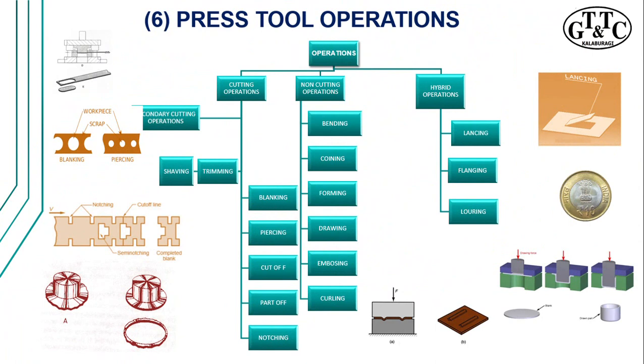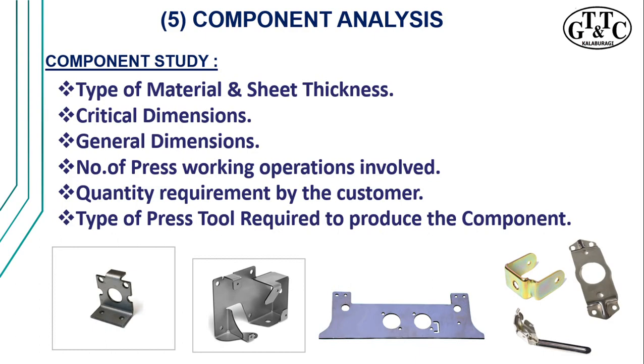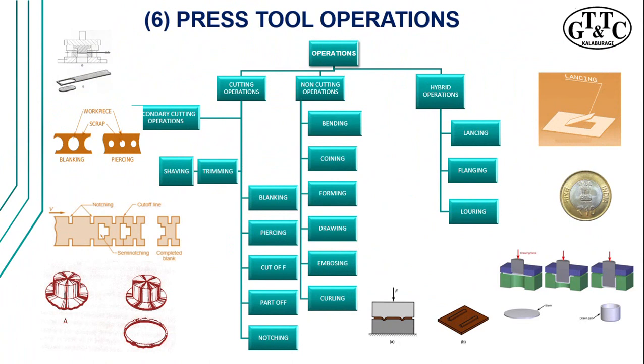Here, as I was talking about various press tool operations, it is very important that we know them. This has already been covered in the theoretical part of the press tool, but I am just recapping so you understand the operations. Unless you know the operations of a press tool, it is very difficult to imagine what type of press tool is required for the component. So here are the press tool operations. Basically, the operations are classified into three major groups: cutting operations, non-cutting operations, and hybrid operations.